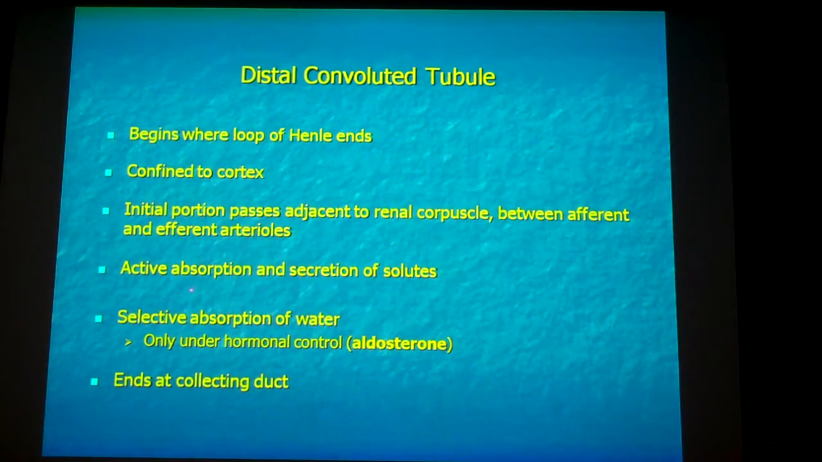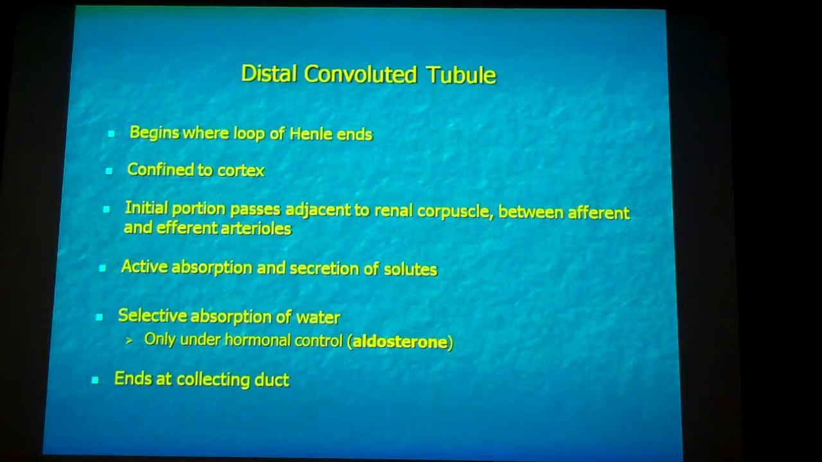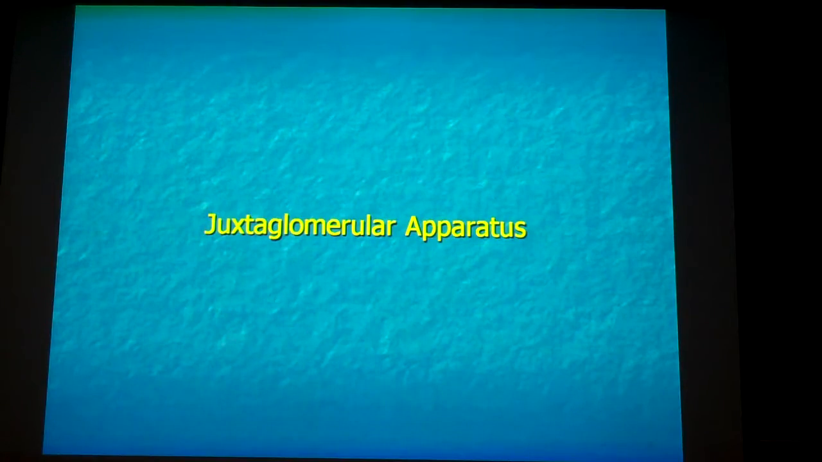The distal convoluted tubule can absorb and secrete things. When it's reabsorbing water, we're going to find out that it only reabsorbs water under the influence of a certain hormone called aldosterone that we'll talk about later. And so the distal duct is going to end at the collecting duct.